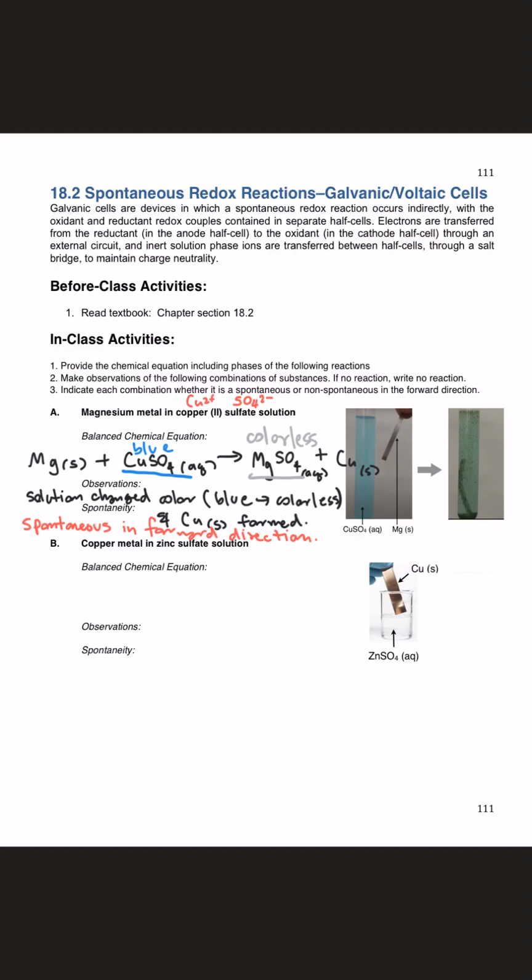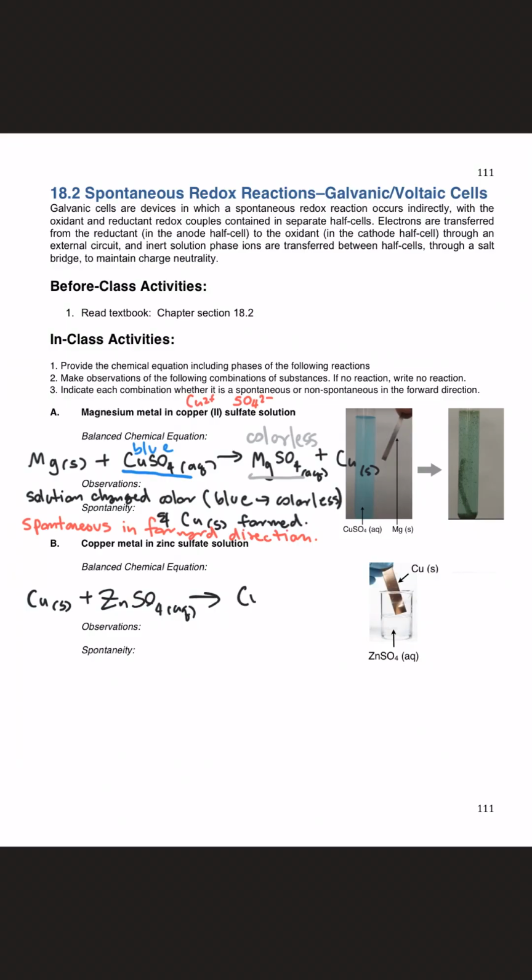Next, we will take a look at the reaction between solid copper metal and zinc sulfate. We are going to dip a copper strip into zinc sulfate solution and make an observation of what happens. Eventually, we will also predict the spontaneity of this process. So first, let's take a look at the balanced chemical equation. I'm going to do the same thing. We have solid copper that reacts with zinc sulfate, and when it undergoes a chemical reaction, the copper will displace the zinc.